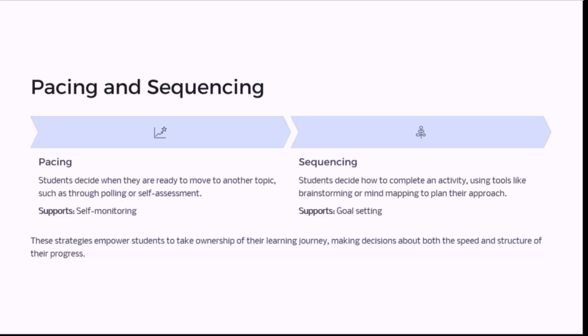Sequencing is another area that can facilitate self-regulated learning. Students might decide how to complete an activity. They might not follow the linear approach that the teacher has chosen. Instead, the teacher might explain three or four tasks they have to do, and the student can decide which task they start with. This facilitates goal setting and choice.